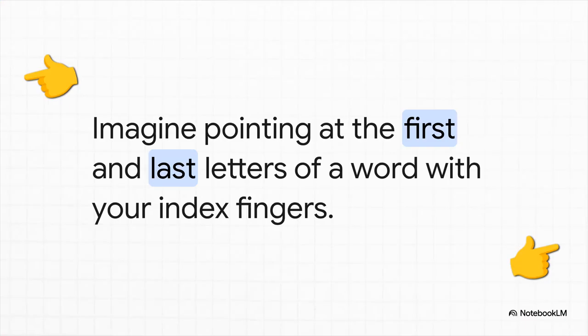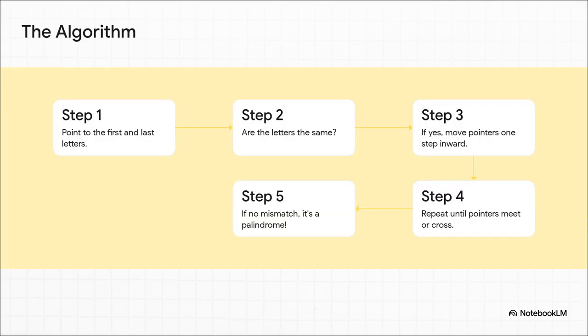To really get this, I want you to use your imagination. Picture a word. Now, imagine pointing at it with both of your index fingers. Your left finger points to the very first letter, and your right finger points to the very last letter. Got it? Here's how this two-finger algorithm works. Step 1, you're pointing at the start and end. Step 2, you ask a simple question. Are these two letters the same?